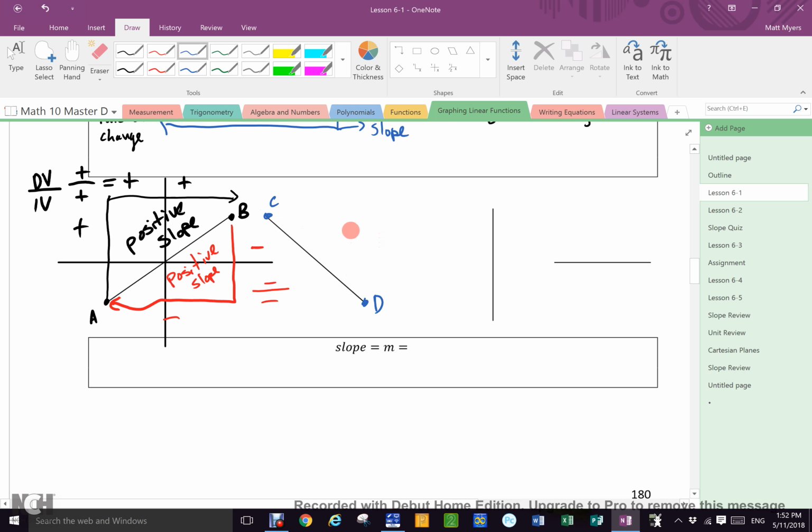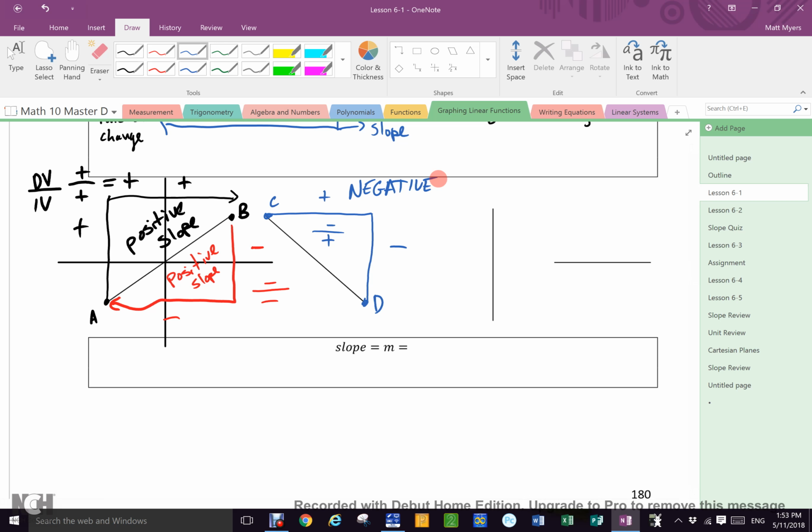How do I get from C to D? Right, down. I would go right and down. Now remember, we have to put the dv in the numerator spot. So here's the dv. Is that positive or negative going downwards? Negative. But I went right. What's that? Positive. So this one is a negative divided by a positive, which gives me what? A negative slope. Is everybody cool with that?